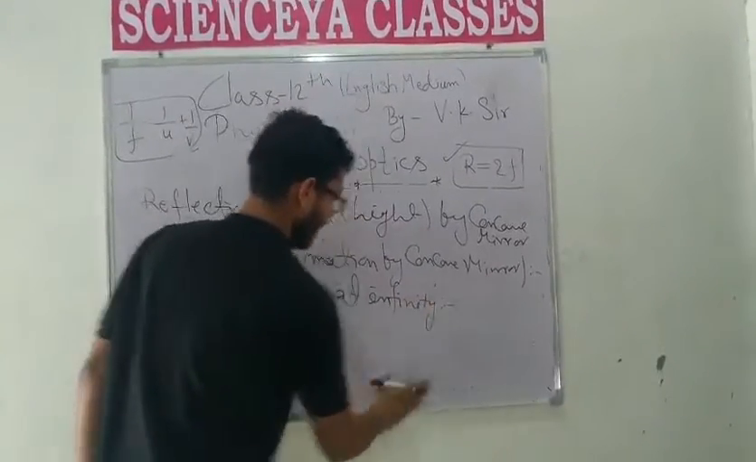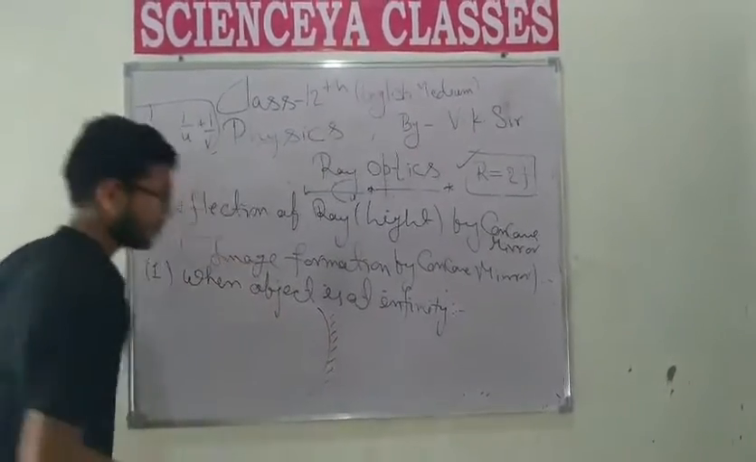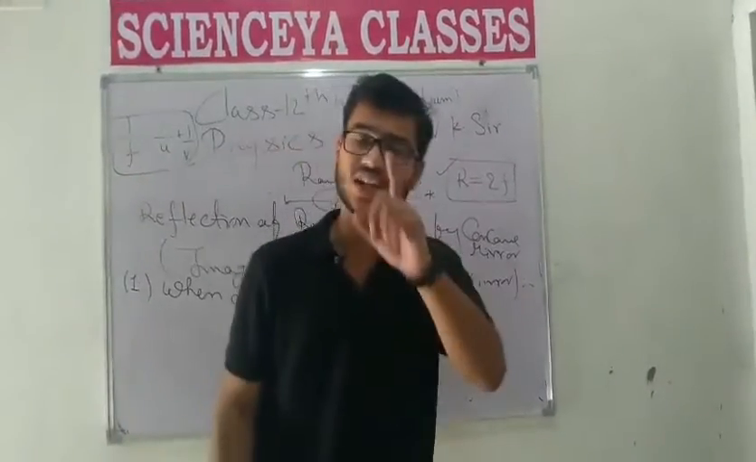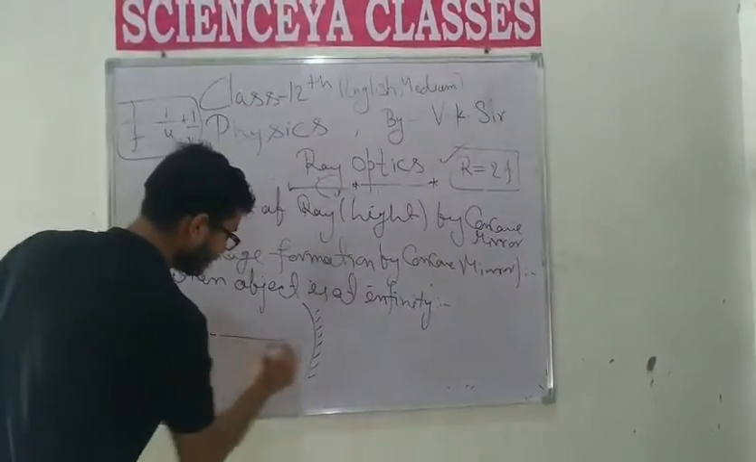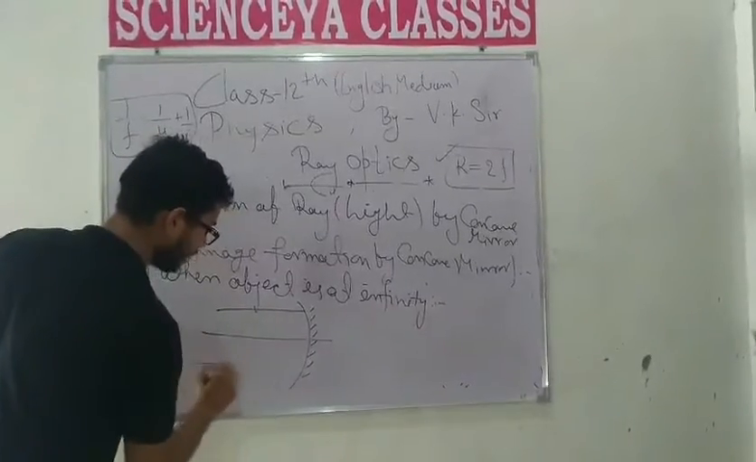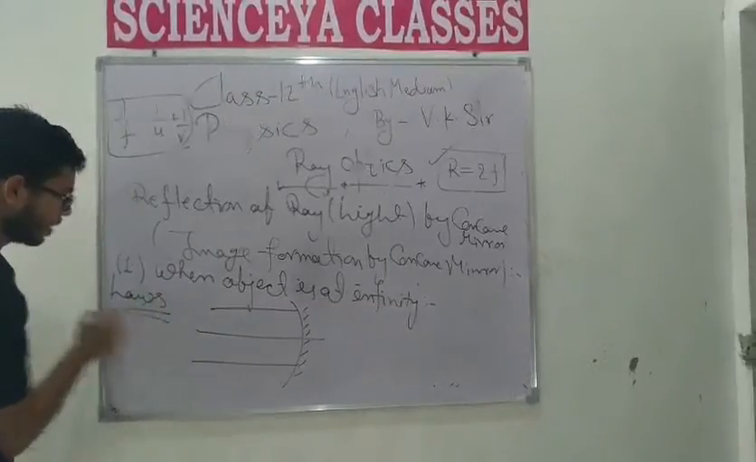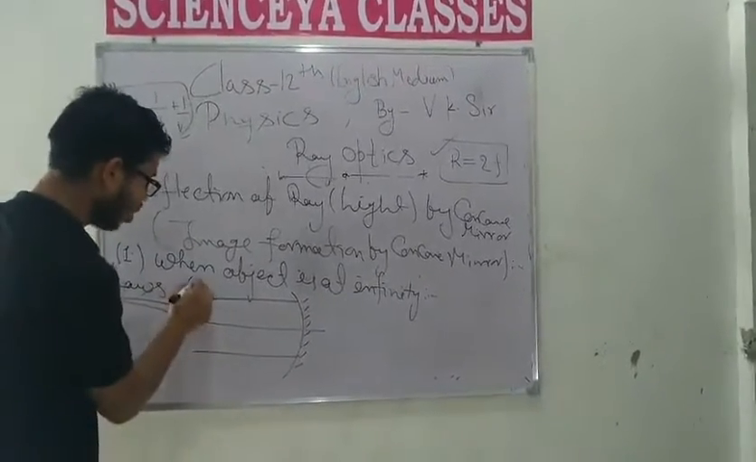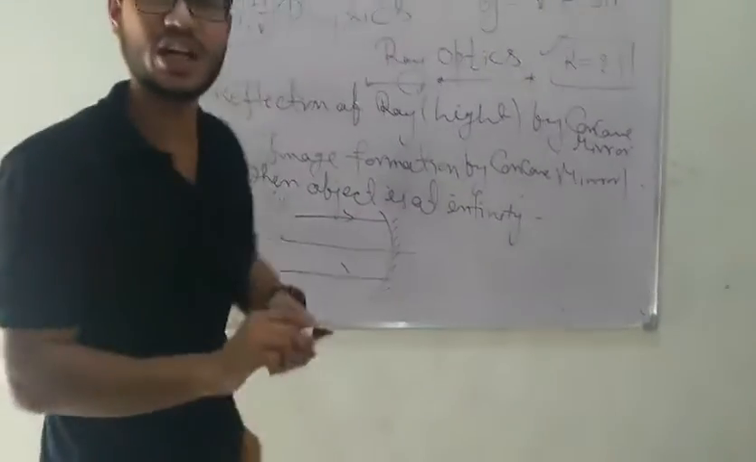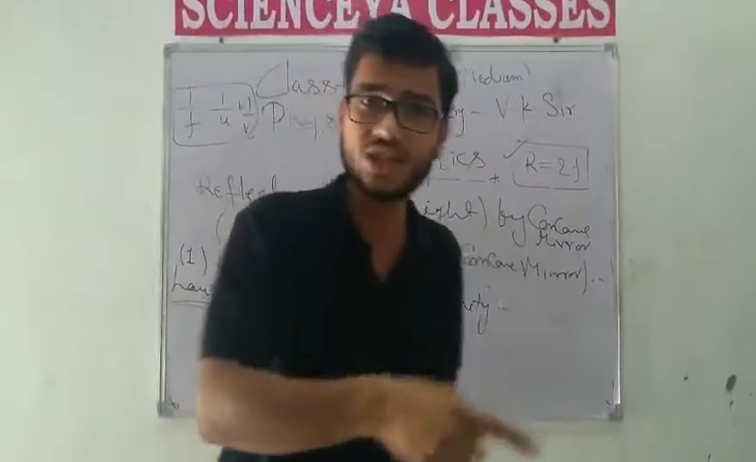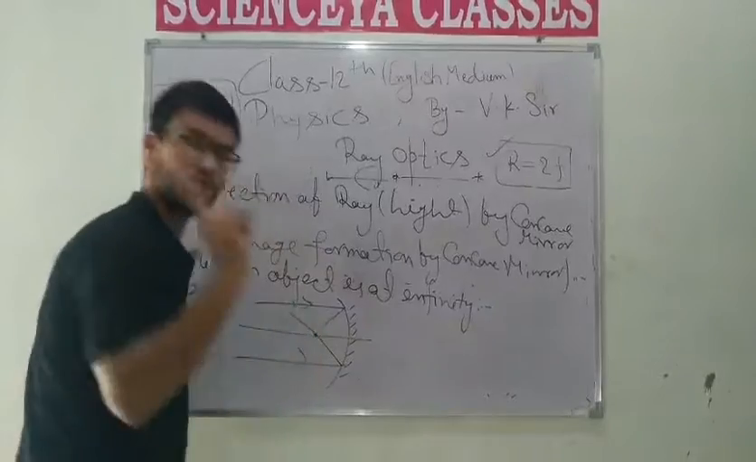So student, suppose a concave mirror here, and understand it carefully. One thing you note down before starting this chapter are the laws of image formation by concave mirror. The first law is that the rays that are parallel to the principal axis, after reflection, must pass through the principal focus. It is the first rule.